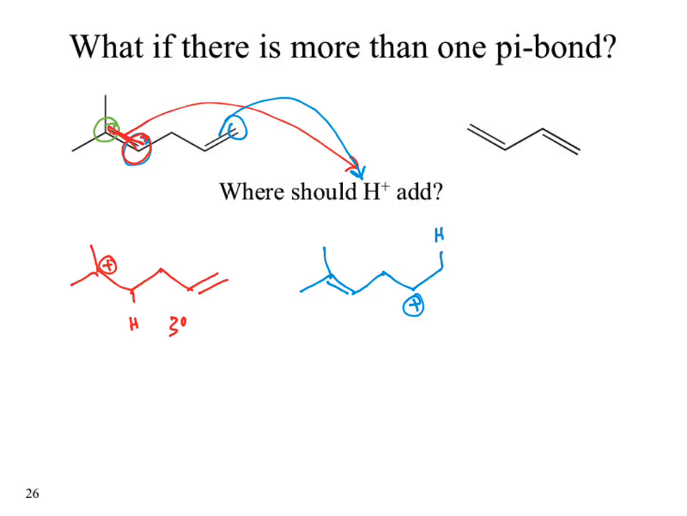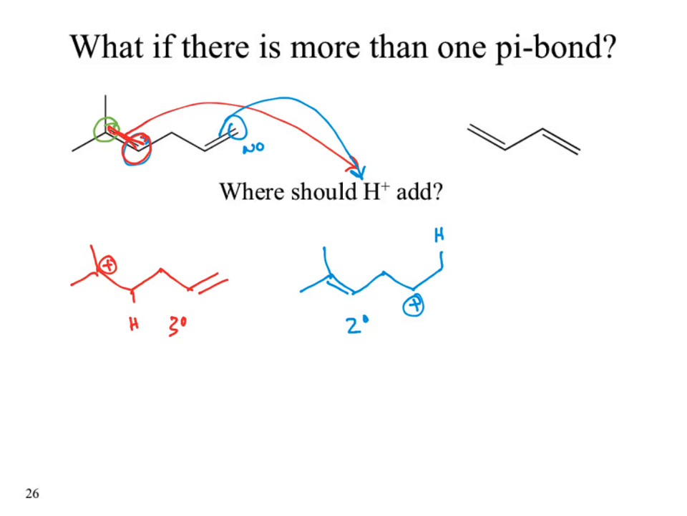Is secondary more or less stable than tertiary? Less stable, which means, given the choice, which of our two pi bonds should react? The red one makes more sense. It's going to generate a more stable structure. Okay? So the blue one is a bad position. That's why no was said. It generates a less stable intermediate. Okay?